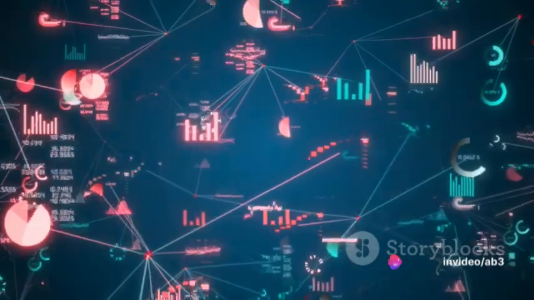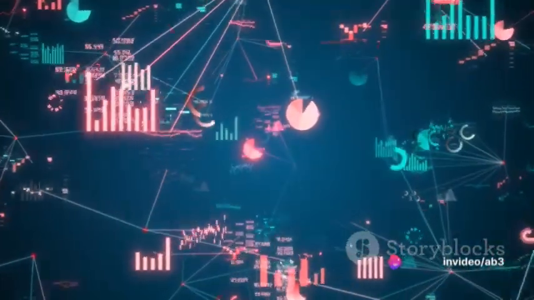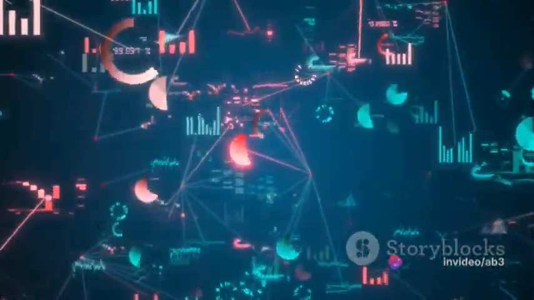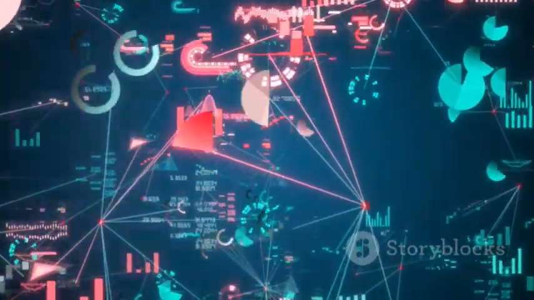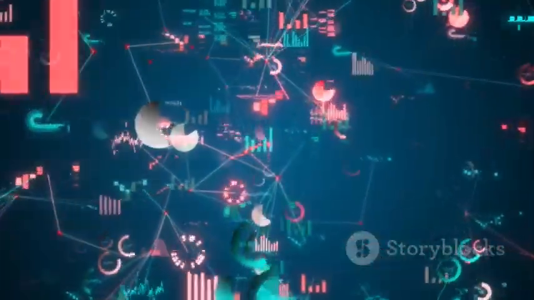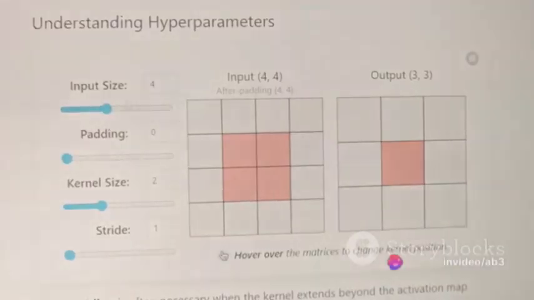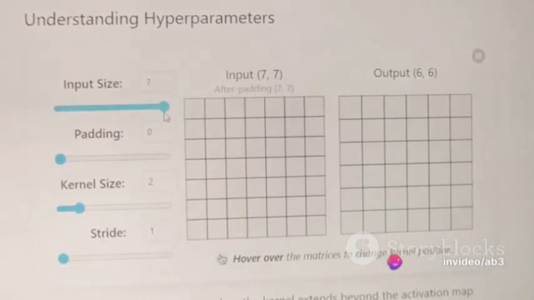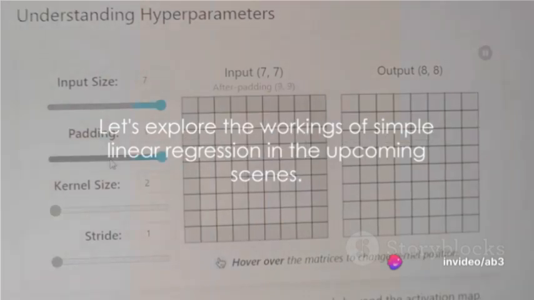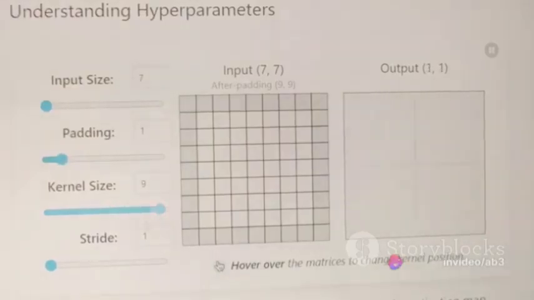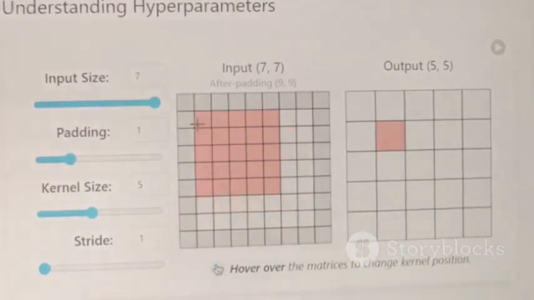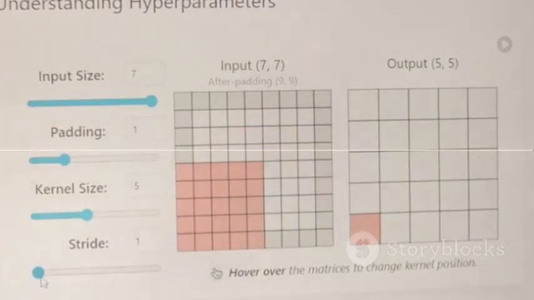So, to sum it all up, simple linear regression is a statistical method that helps us understand the relationship between two variables. It's a way of looking at past data, finding a pattern, and using that pattern to predict future trends. With simple linear regression, we can forecast future trends based on past data. So let's dive deeper into this concept and see how it works in the following scenes.